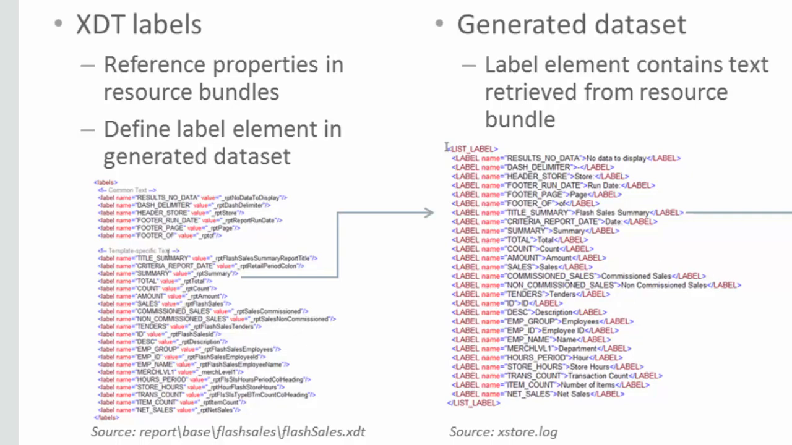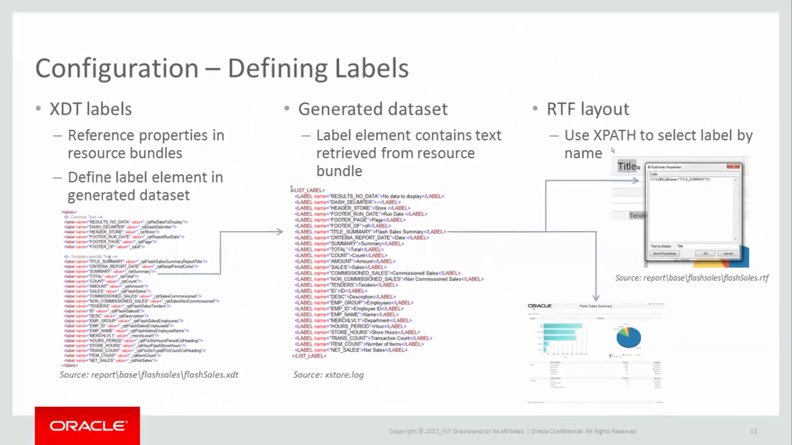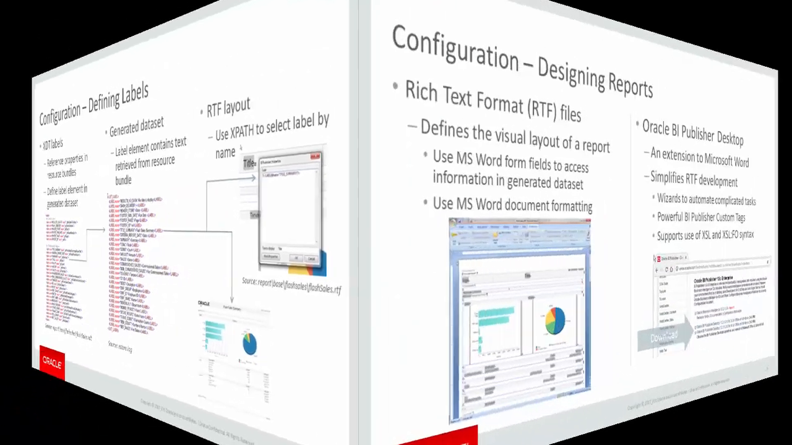Notice how the generated XML dataset contains one label element for each label defined in the XDT file. If we look closer at the generated XML, we can see that a label element named Title Summary wraps the text Flash Sales Summary, which is the text used in the heading of the report. You should now have a basic understanding of how an XDT configuration file is used by the reporting framework to generate an XML dataset document. Next, I will explain how the visual appearance of a report is designed.